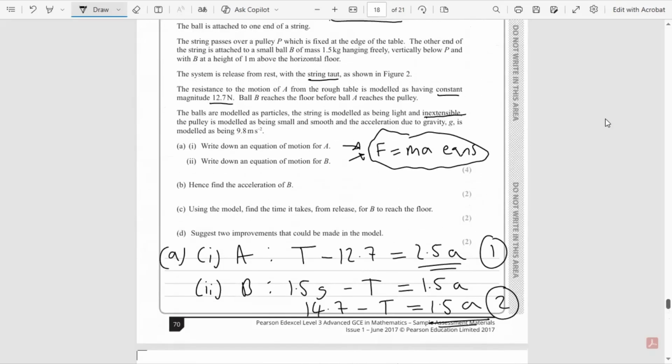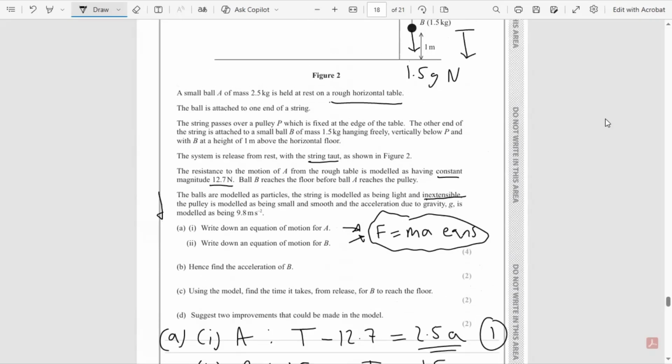Perfect. So now then, with the last part, suggest 2 improvements that could be made in the model. So when we get a question like this, we want to look at our modeling assumptions, okay? And we can see what our modeling assumptions are in this paragraph there. So the balls are modeled as particles. I mean, obviously in real life, they're not going to be particles. They're going to be real 3D shapes. The string is modeled as light and inextensible. The pulley is modeled as small and smooth, and acceleration due to gravity is modeled as 9.8.